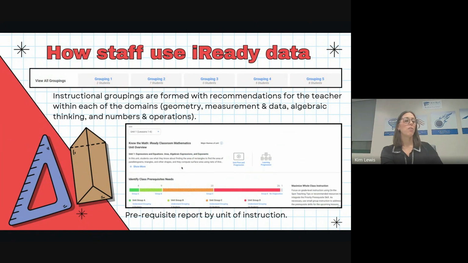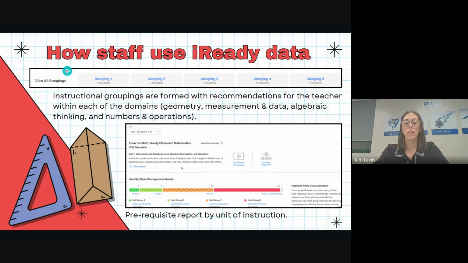All right, so how do staff use that data from the diagnostic test? Because I hear occasionally, are we over testing the kids? Do they really need to take these diagnostics or these MAP assessments?